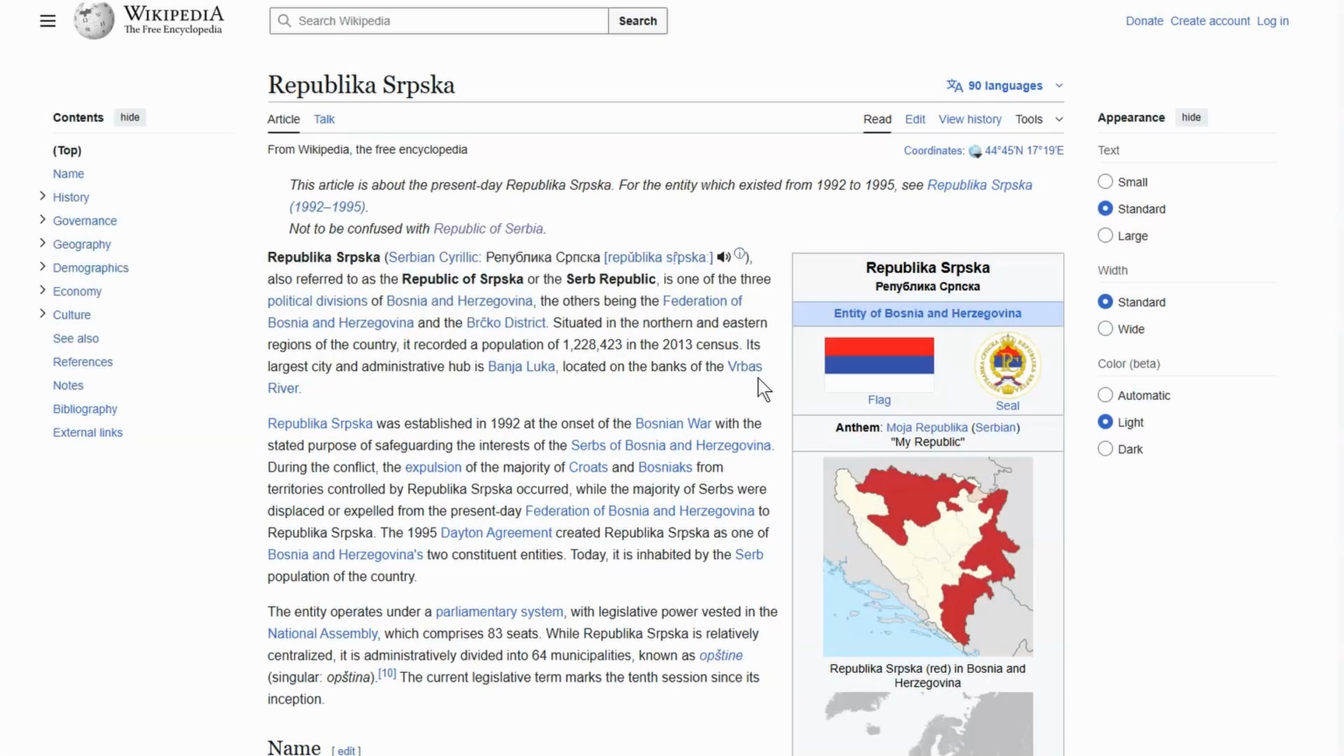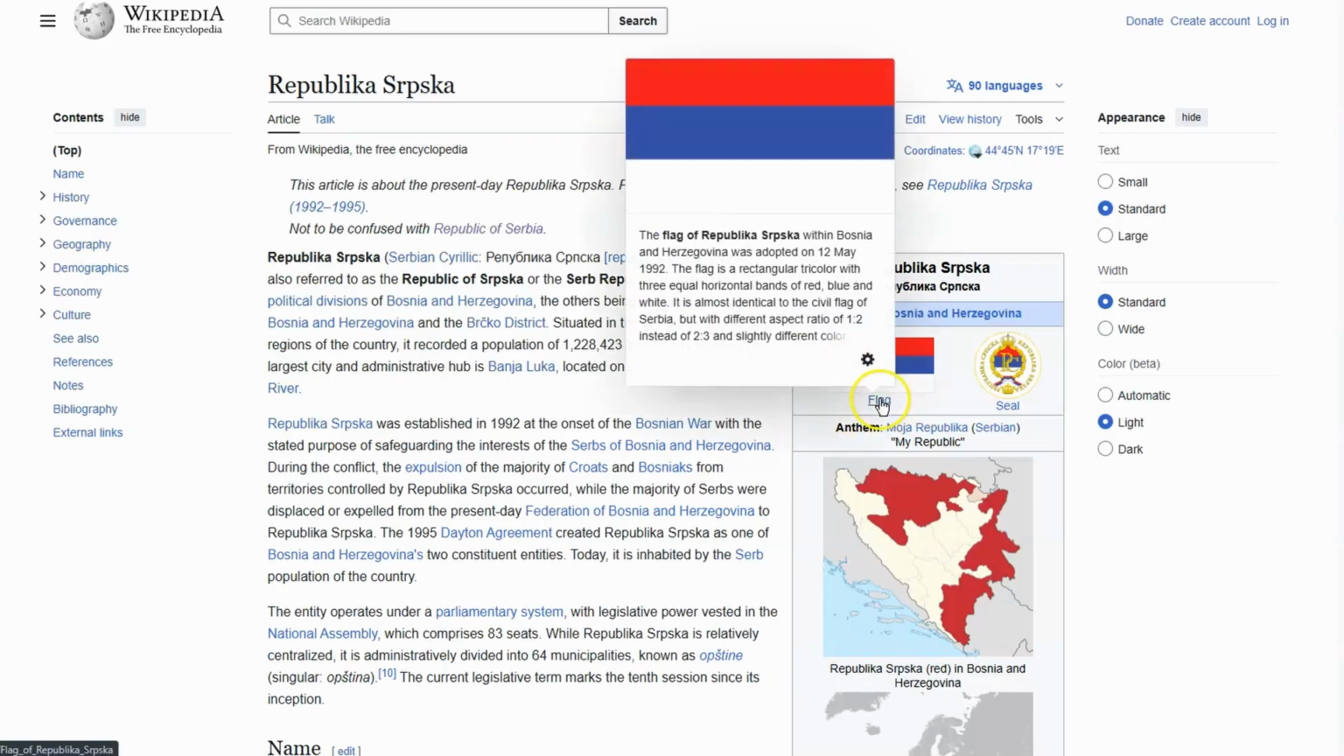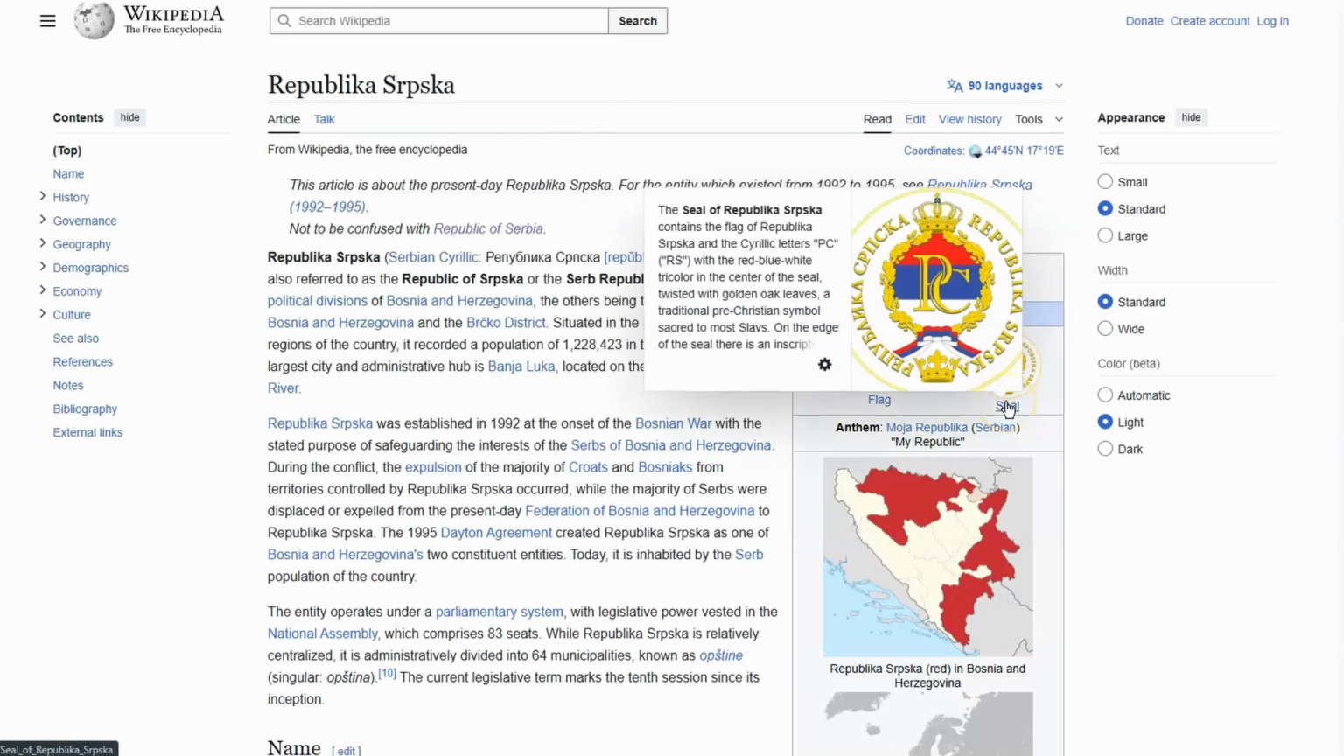Srpska, or the Republic of Srpska, commonly known in English as the Serb Republic, is an entity that belongs today to Bosnia-Herzegovina, though with the breakup of Yugoslavia, they did try to form an independent country. Its flag is a horizontal tricolor of red, blue, and white, and its seal is the Cyrillic letters RC over the flag, surrounded by Republic of Srpska and some crowns and laurel leaves.